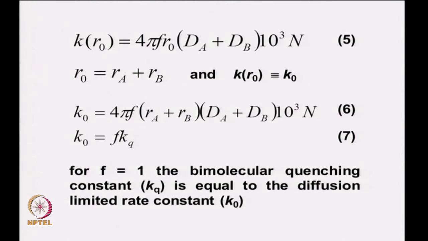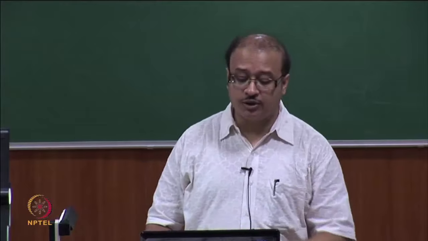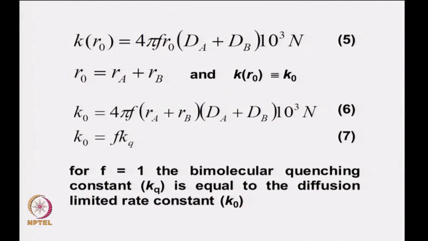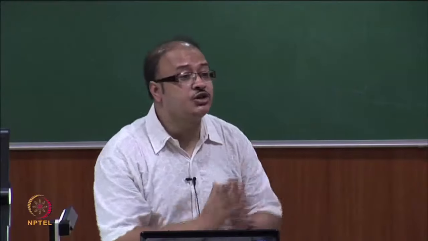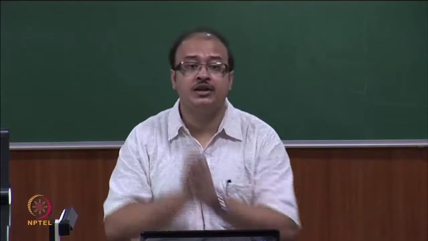So then what we have is, for f equal to 1, the bimolecular quenching constant K_Q, remember this is the K_Q we saw before, where K_SV is equal to K_Q times tau 0, is equal to the diffusion limited rate constant k0, right. So k0 is the diffusion limited rate constant, and if each and every collision is effective, f is equal to 1, then K_Q is equal to k0. Now that is what this expression is telling you.